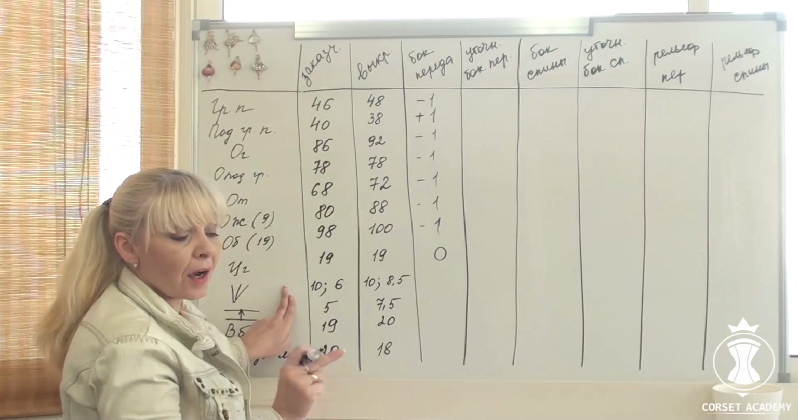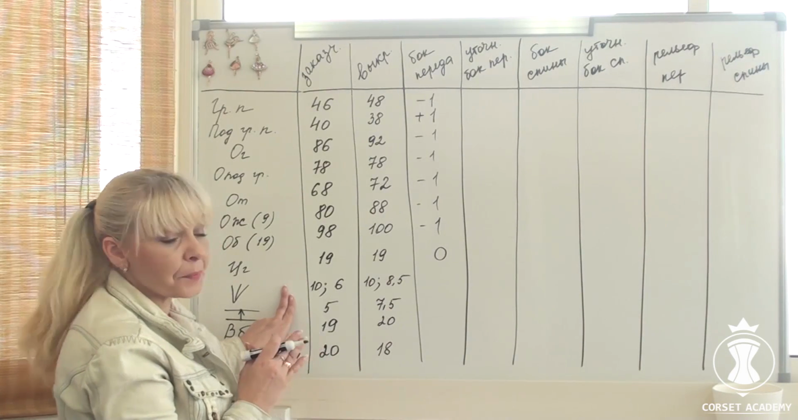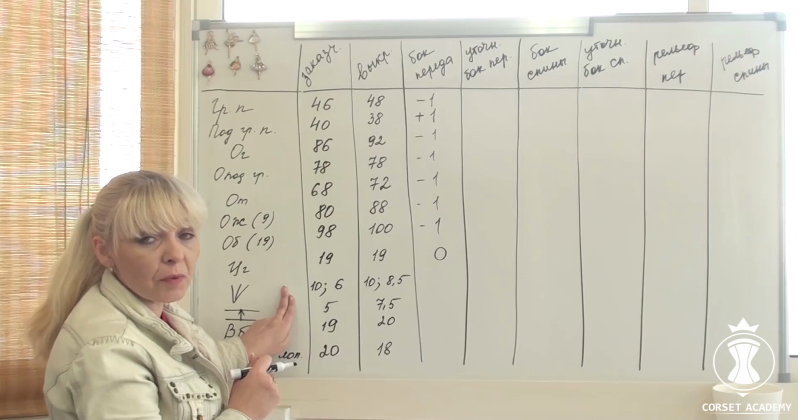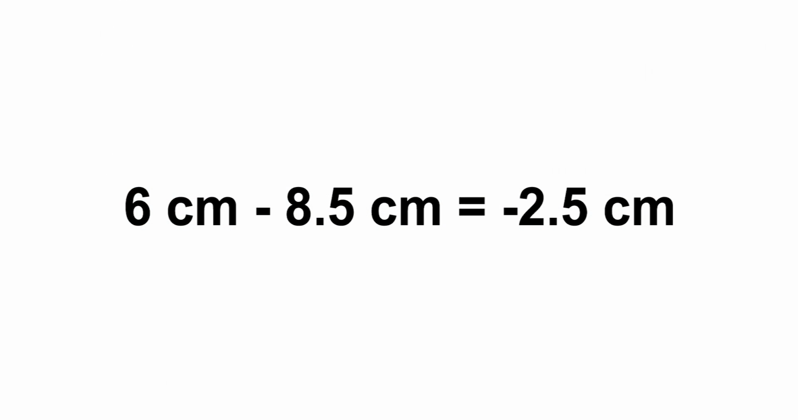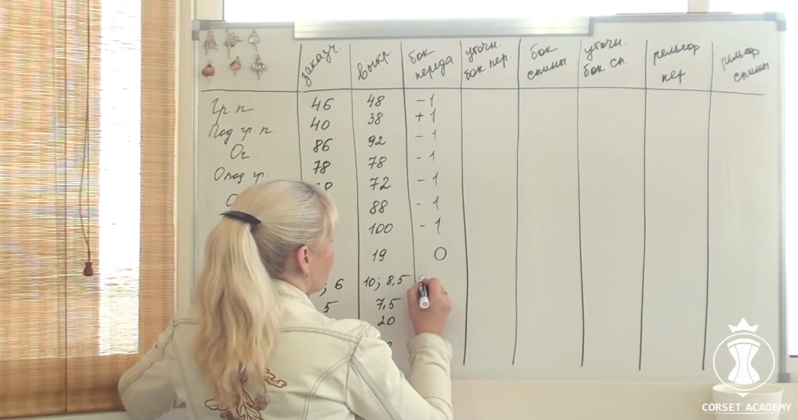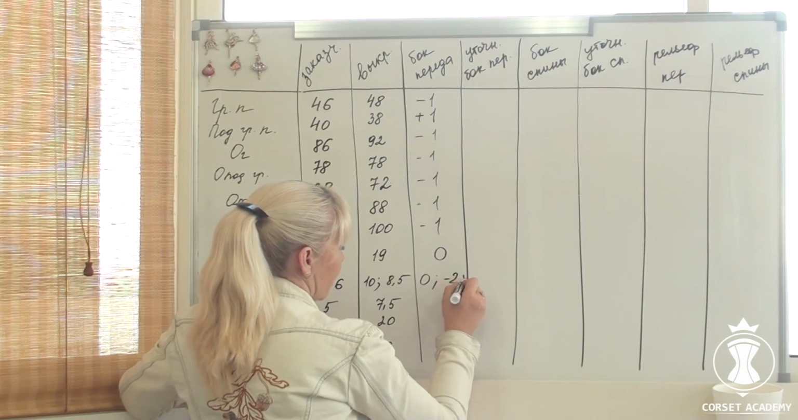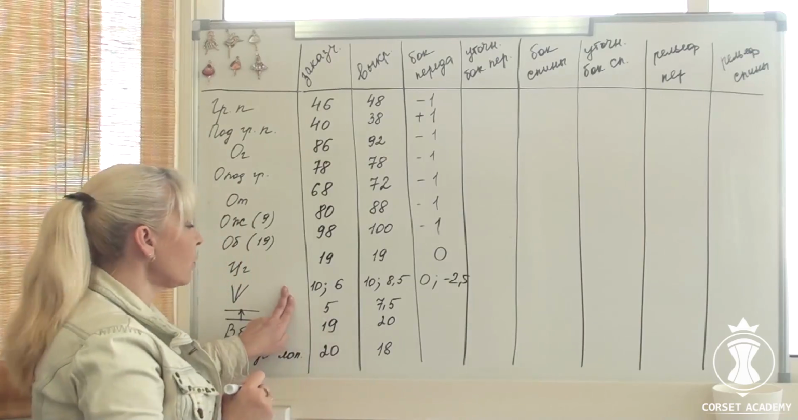Clip 2 is 6 centimeters on the client and 8.5 centimeters on the pattern. 6 centimeters minus 8.5 centimeters equals -2.5 centimeters. The cup is 2.5 centimeters taller than needed. I write -2.5 centimeters in the table.